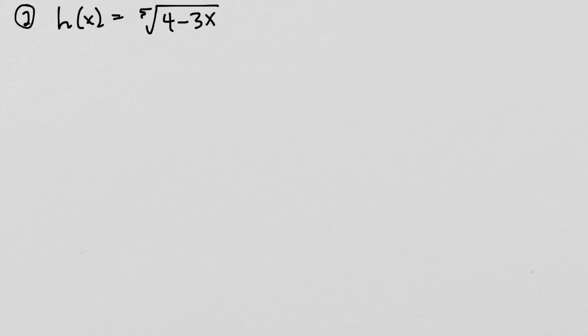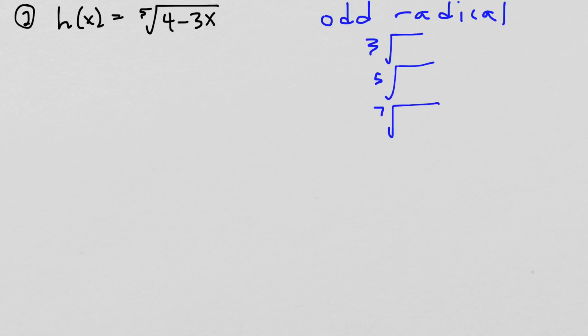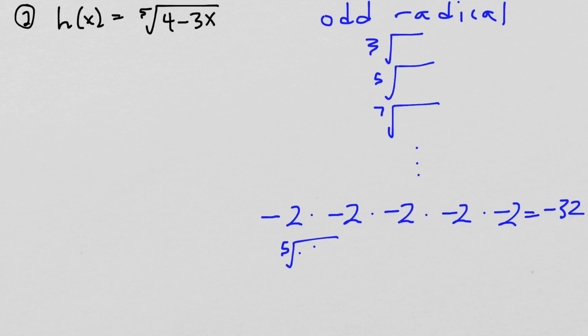So this is an odd radical. A cube root, a fifth root, a seventh root, those are odd radicals. Now recall that negative 2 times negative 2 times negative 2 times negative 2 times negative 2 is equal to negative 32, which means that the fifth root of negative 32 is equal to negative 2. So you can have the fifth root of a negative number.